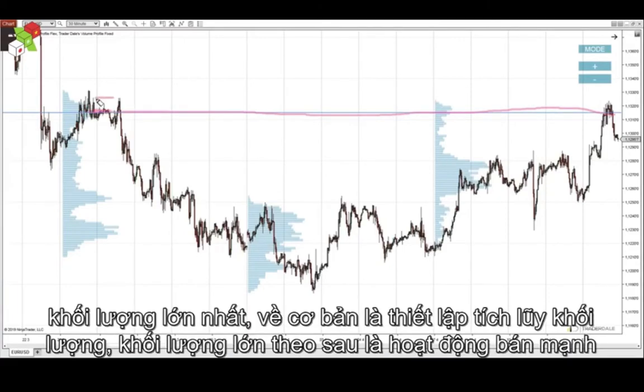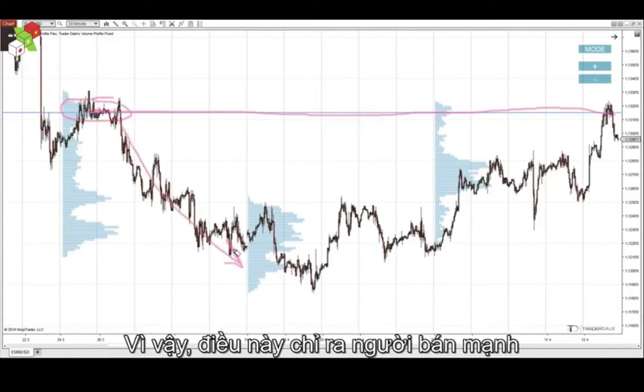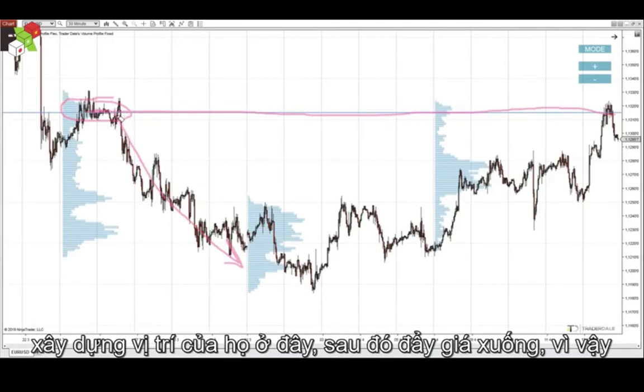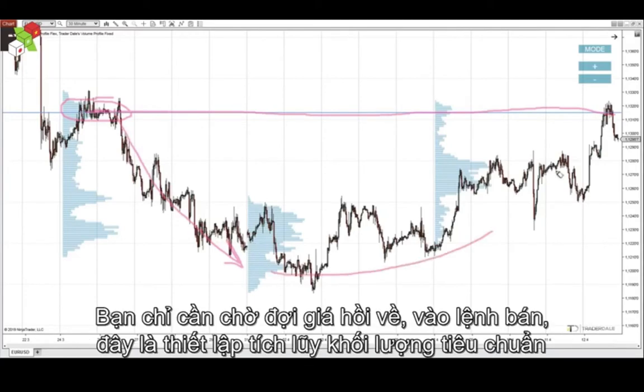This is basically the volume accumulation setup. Heavy volumes followed by strong selling activity. So this indicates strong sellers building up their positions in here, afterwards pushing the price downwards. So you just wait for a pullback, go short from there. That's the standard volume accumulation setup.